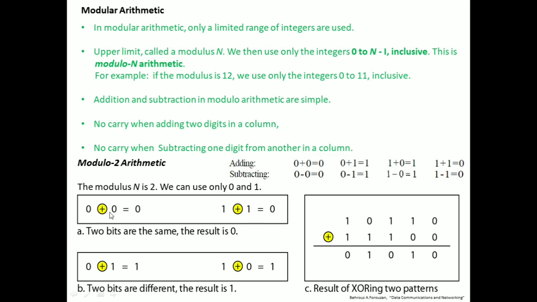0 XOR 0 is 0, 1 XOR 1 is 0, which is nothing but, when we are doing the XOR operation, when two input bits are the same, the output is always 0. Here also two input bits are the same, that is 1 and 1, the output is 0. When two bits are different, the result is 1, that is 0 XOR 1 is 1, and 1 XOR 0 is also 1. So finally we will be doing the XOR operation here. Input bits same, 0; different, 1; same, 0; different, 1; same, 0. So this is how we are going to do the modular arithmetic.